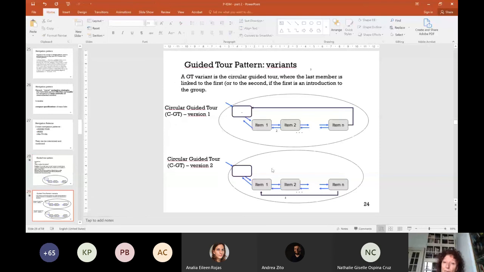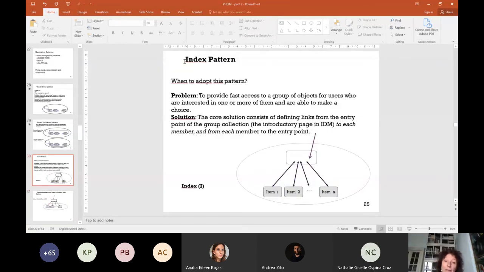You can have variants in terms of topology. So the guided tour is the core pattern, but it's related to some variants. Like in these cases, you have a link from the last item up to the introductory item, to the starting point item. So when you are at the end, you say, okay, I would like to start again. You don't go back, but you jump directly here. Or this is another variant. From the last item, you have a direct jump to the first one. So guided tour is a way to force navigation of the user.